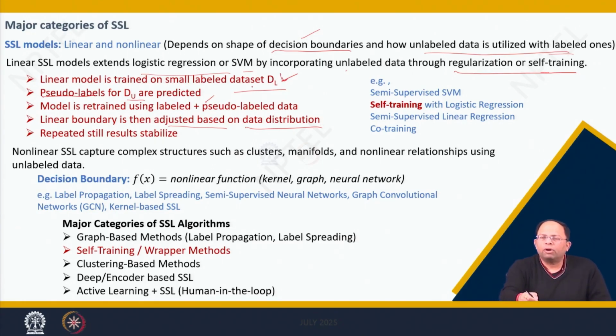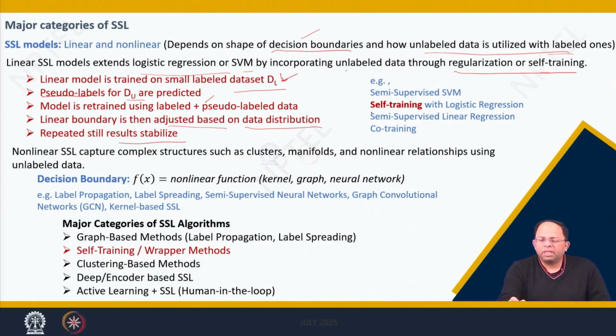In some cases, we retain the original labels. Sometimes we also allow some amount of change in them as well. It keeps doing this in an iterative manner, and finally, once the results stabilize, we conclude that the model is trained.